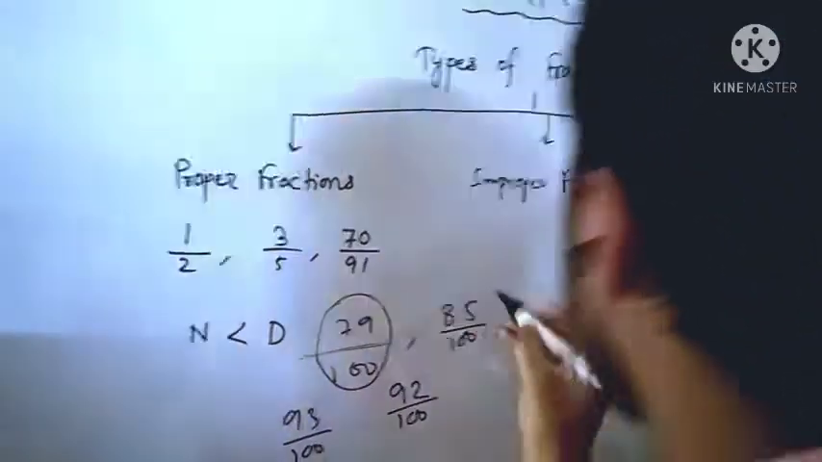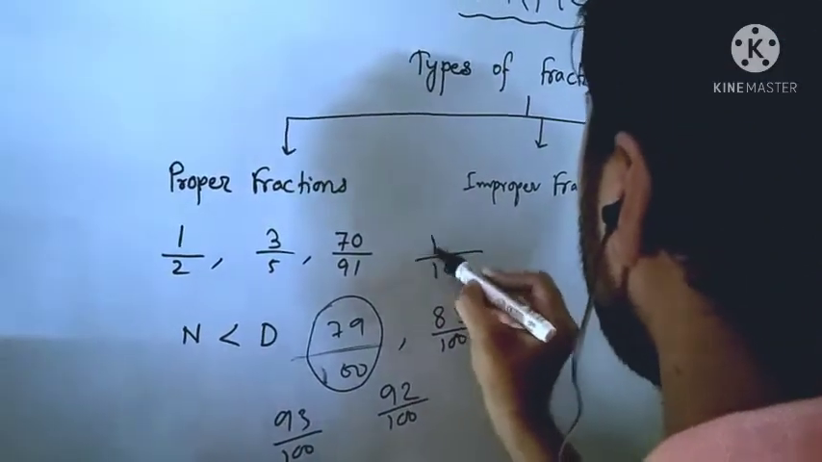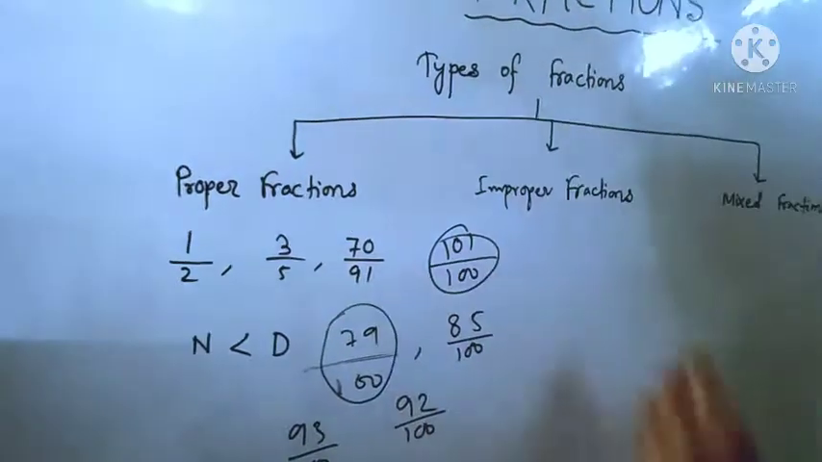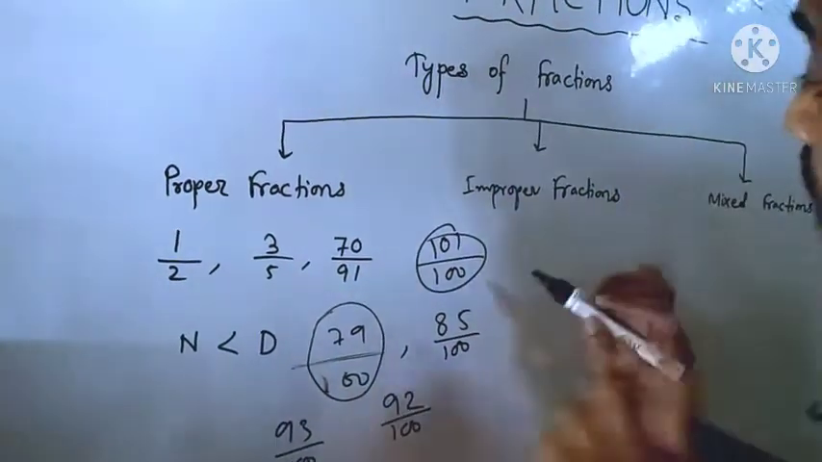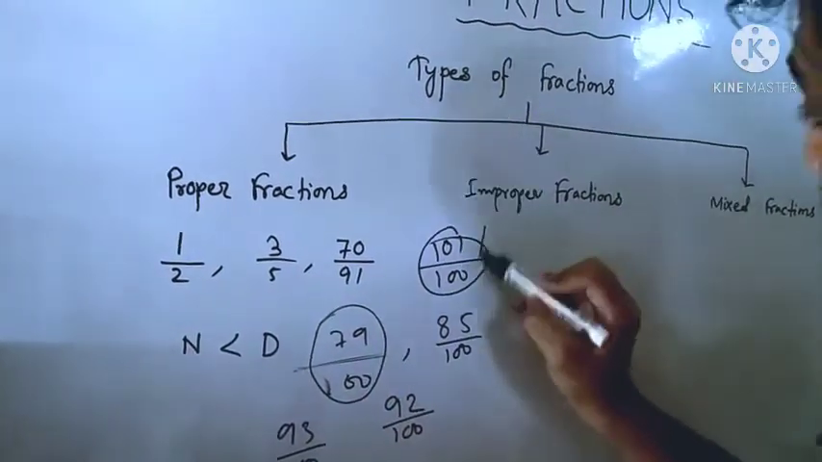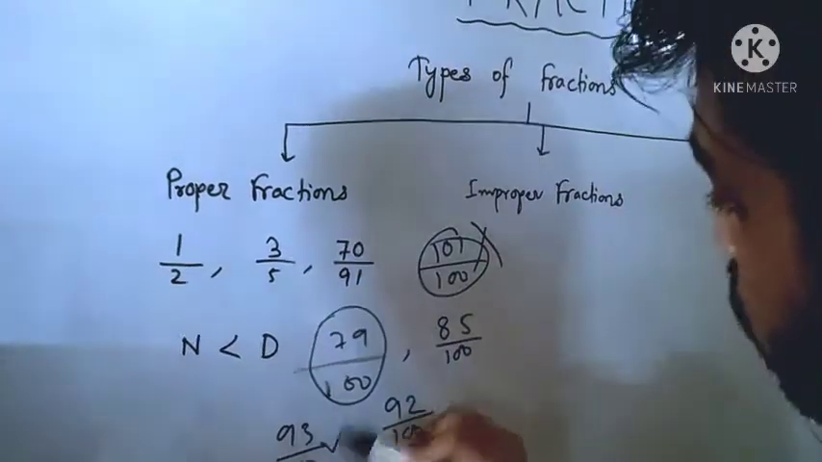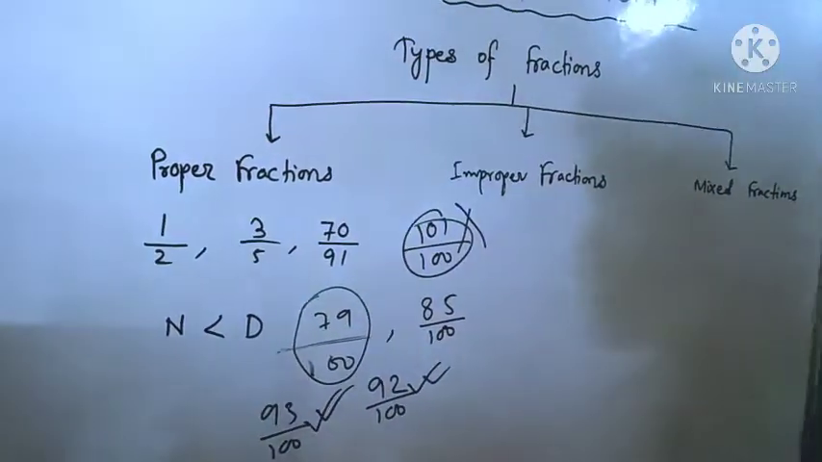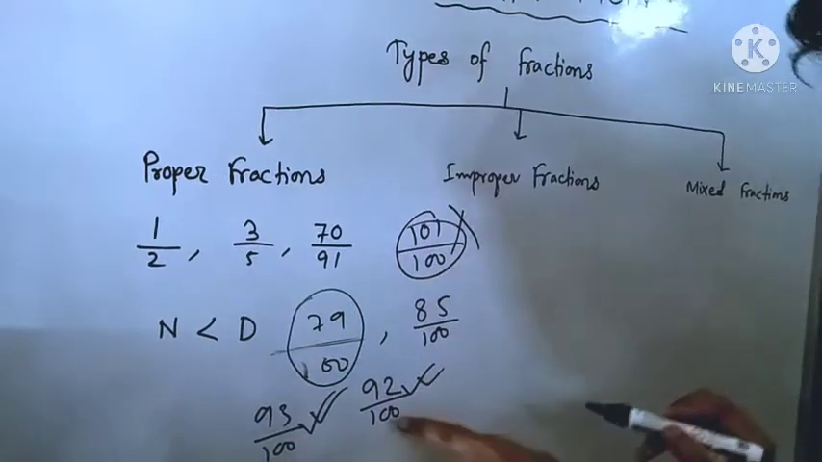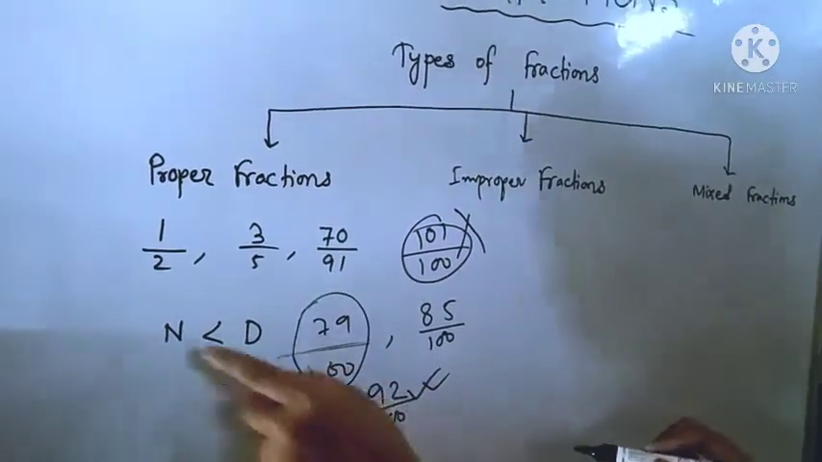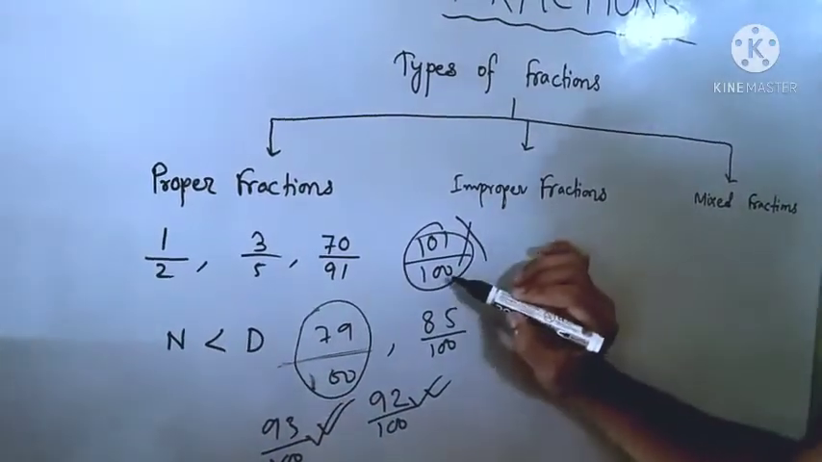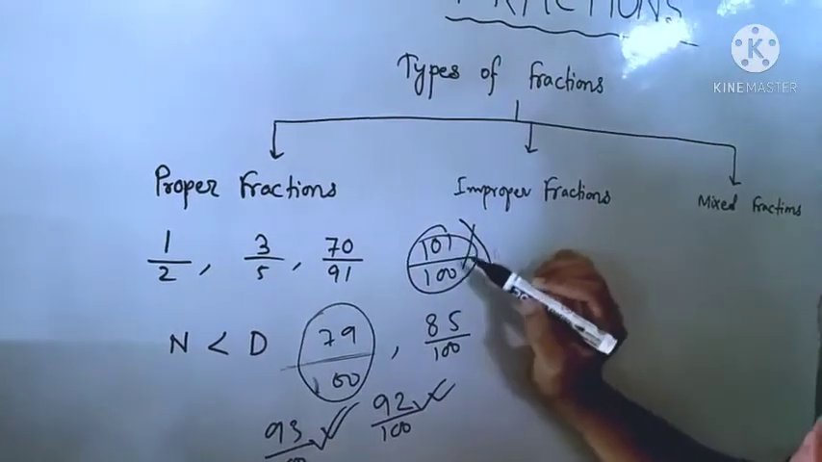Out of 100 you cannot get 101. That is improper, and these are what you call proper fractions. You can say these are proper fractions: the denominator is greater than the numerator. Out of 100 you cannot get 101 marks.